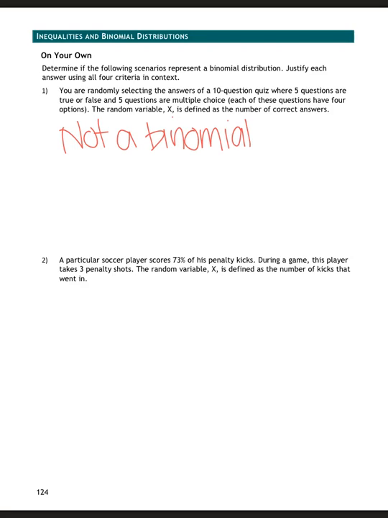a binomial distribution because it doesn't fit all four criteria. The problem is that this is a 10-question quiz where 5 questions are true or false, and 5 are multiple choice. So the probability actually changes from 0.5 to 0.25, and we do not want to see that happen.